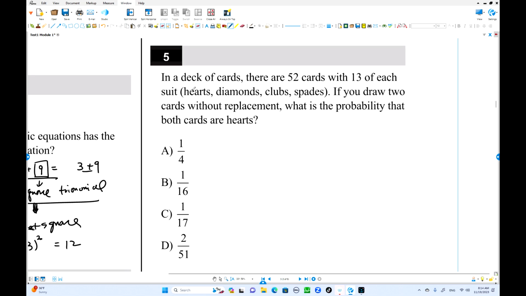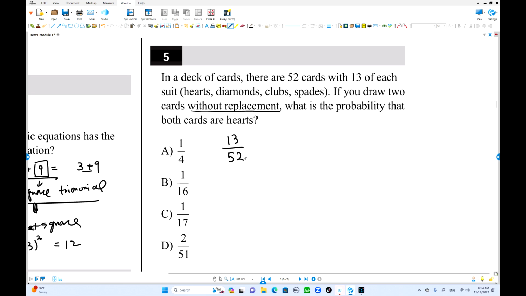All right, number 5. A deck of cards has 52 cards with 13 of each suit: heart, diamond, club, and spade. You guys know this one. If you draw 2 cards without replacement, what is the probability that both cards are hearts? First, we select one by one. How many hearts are there? 13 out of 52. That's the probability to take out one heart.